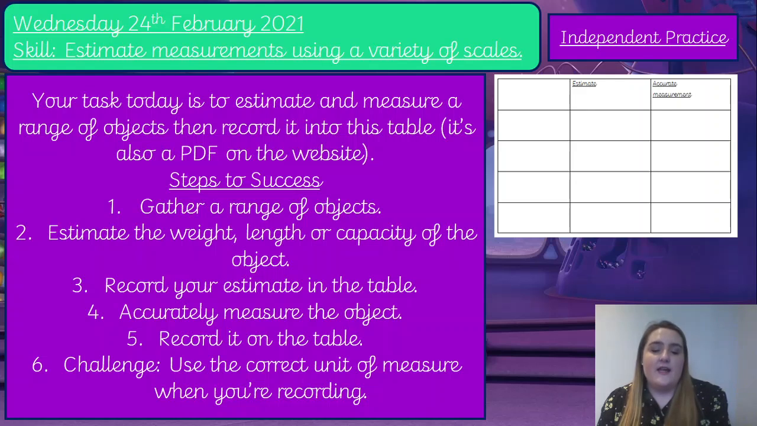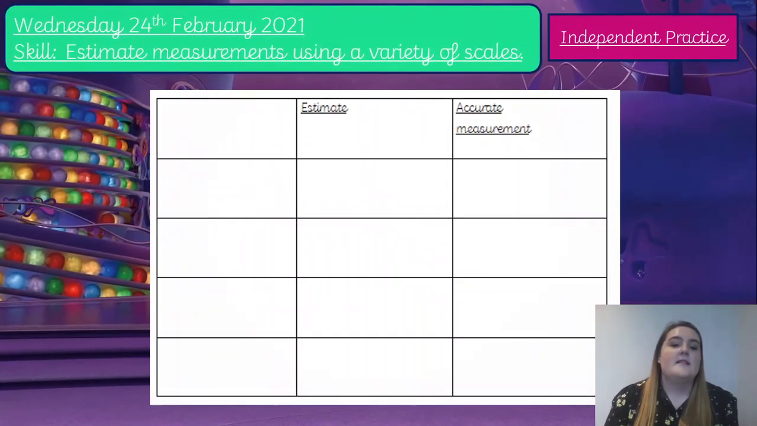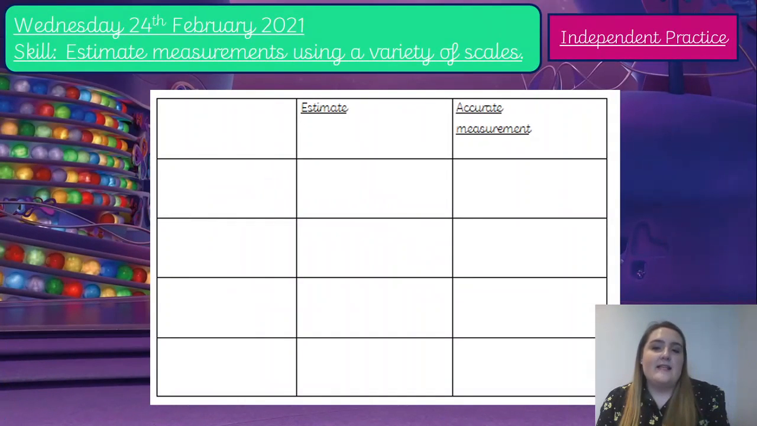Now, a little challenge then is to use the correct unit of measure when you're recording. If you were recording the weight of a keyring, for example, you will record in grams. If you were recording the length of a paperclip, you would record it in centimetres. So you need to think really carefully about the unit of measure when you're estimating and when you write in your actual measurement. So here is the table, and I would like you to print this out or write this into your book now, please, and complete the activity. Good luck, Year 2.